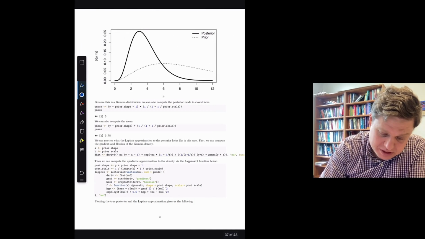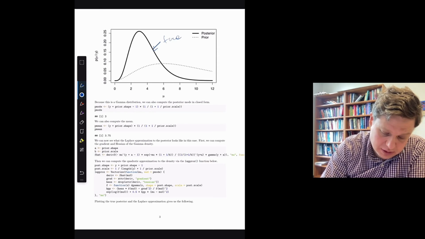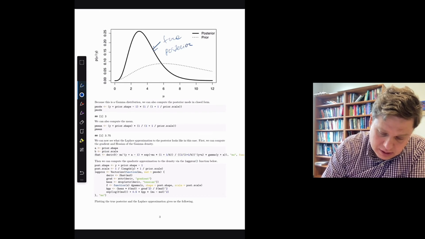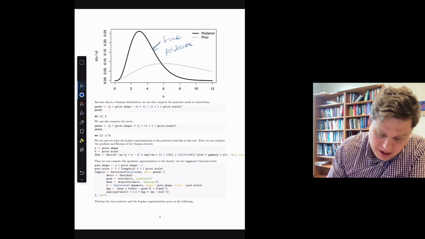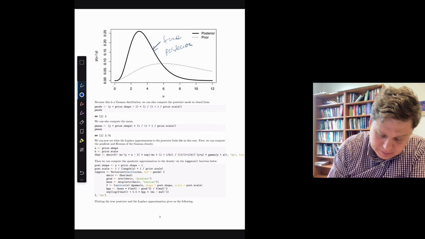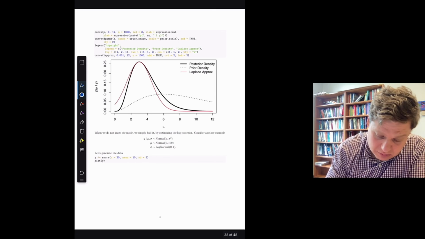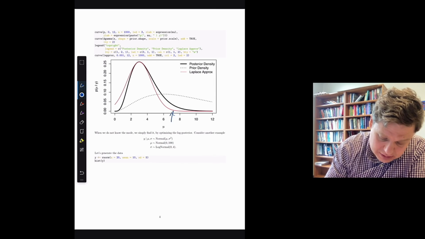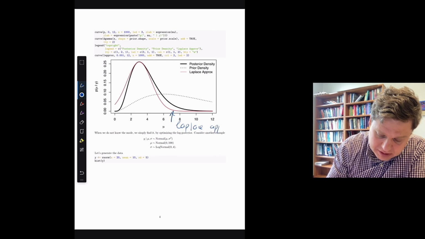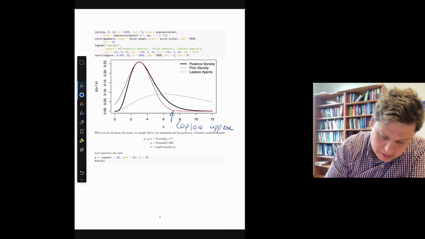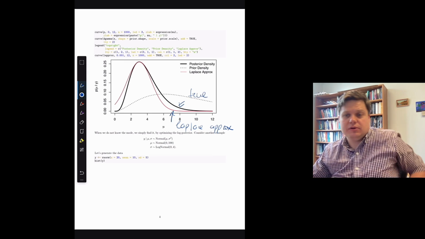So that's the true posterior. We can analytically calculate it. And that's the prior function. And here is how the Laplace approximation looks. The red curve is our Laplace approximation, so approximated with a normal, and that's the true one. And in this case, actually, we can see that it gives us a relatively good approximation.